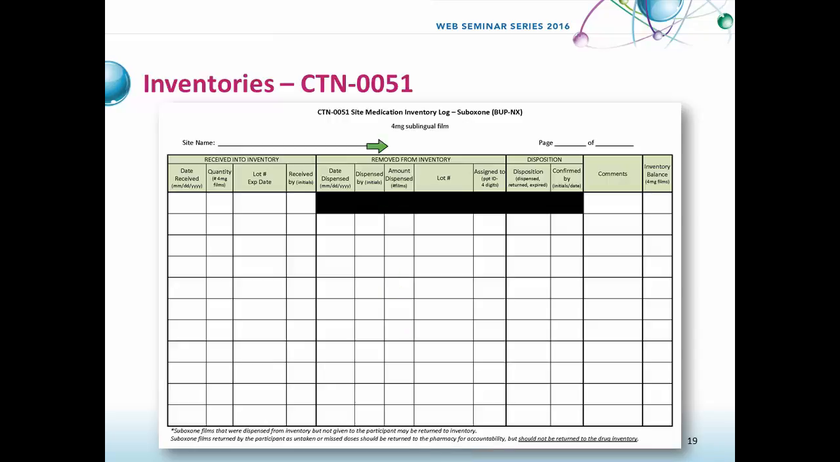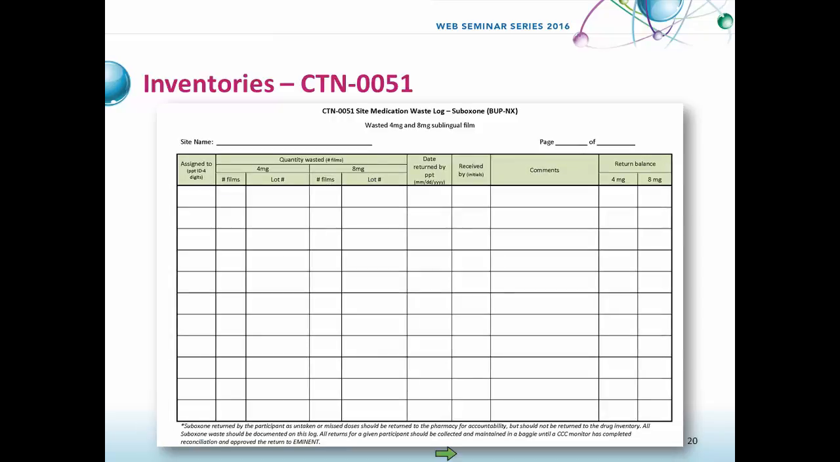So this is the 4 milligram one. And we did it on separate logs, mostly for space reasons. You also have to think about how tiny the writing might need to get in order to use these on an ongoing basis. And again, at the bottom, a note about when Suboxone could be returned to inventory, but for the most part, it was treated as waste.